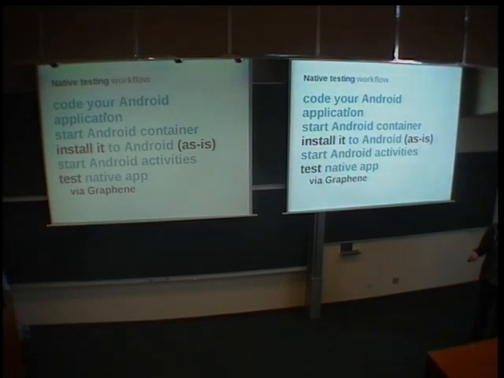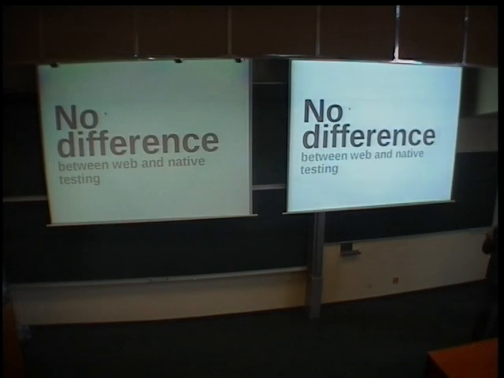And after that, you need to do a similar thing to loading web pages in web testing. So you have to start Android activities. An activity is something like a web page, right? And it is also done. After that, you just write tests with Graphene calls. A really important thing is that there is absolutely no difference between testing web applications, native APK applications, or even hybrid applications, which means that there is a web view in a native Android application.